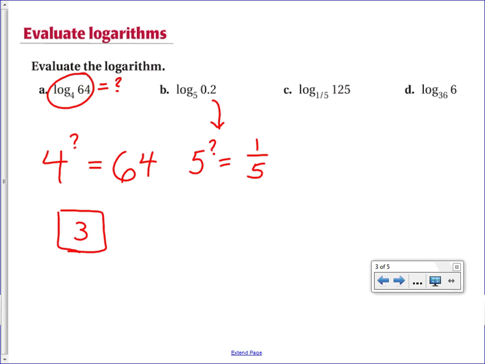Well, how do I turn a 5 into a 1/5? I'm going to have to flip it. How do I flip something? With a negative exponent. So the value of that question mark right there must have been -1. That's how I ended up flipping a 5 and it becoming a 1/5.